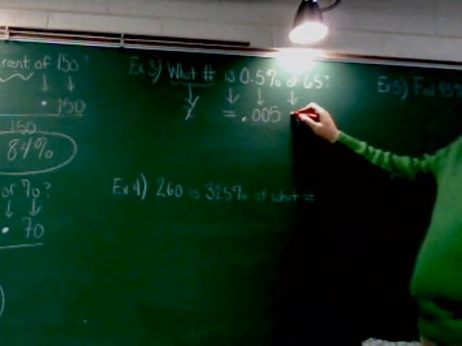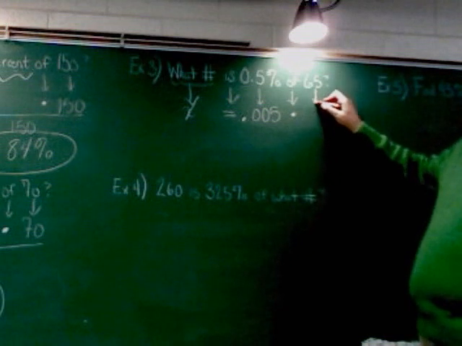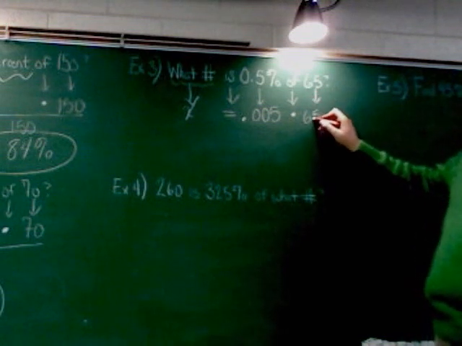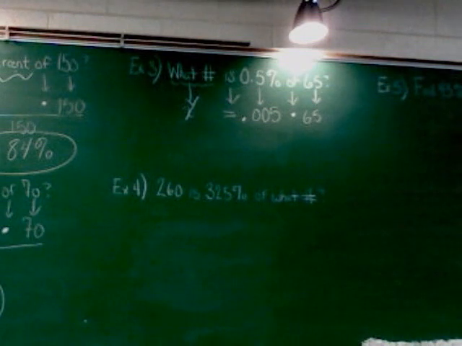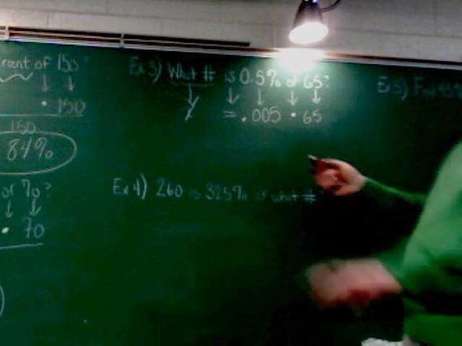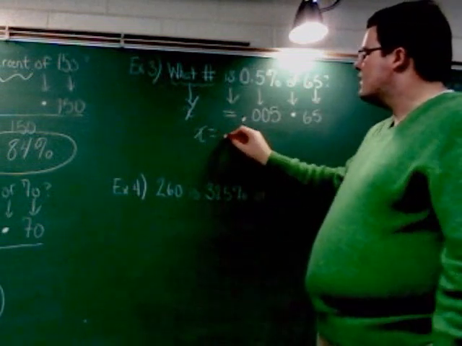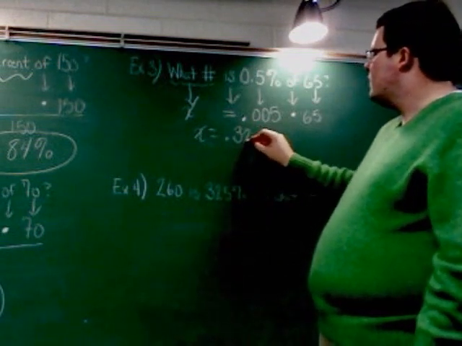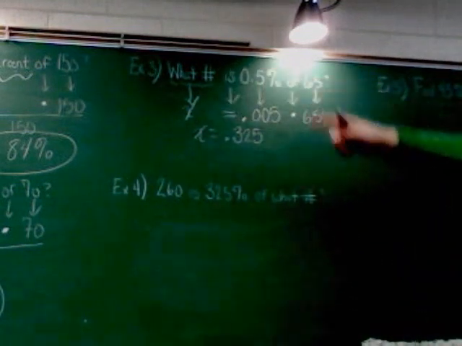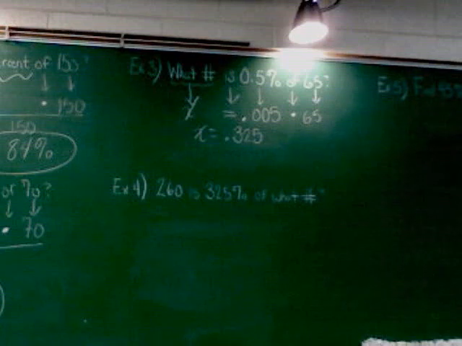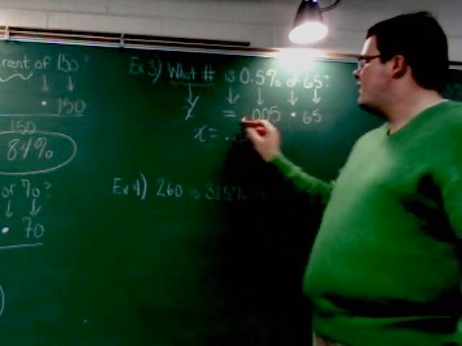Of is your times sign, and 65 is 65. You can see this one, I don't even have to solve an equation because the two numbers are together. I just have to multiply 0.005 and 65, and that's going to give me 0.325. And you can see this one says what number, so I don't even have to change it. I'm done. 0.325 is it.